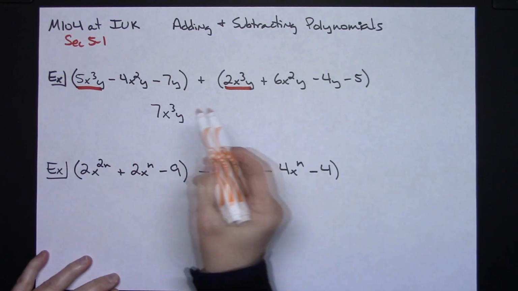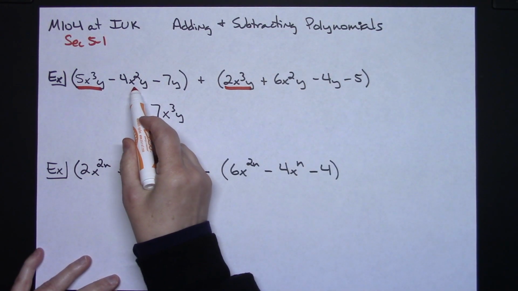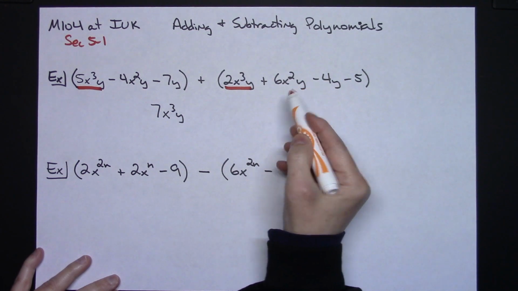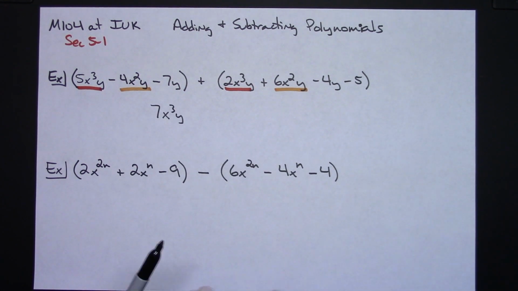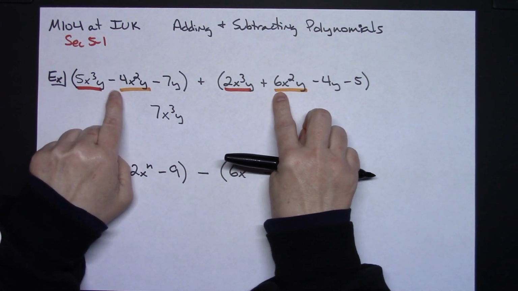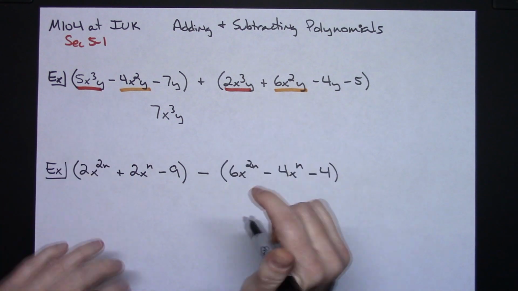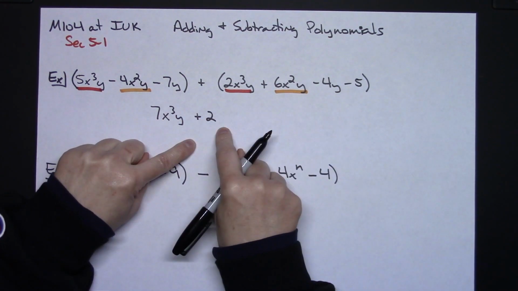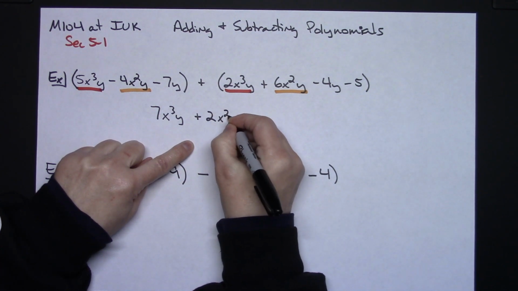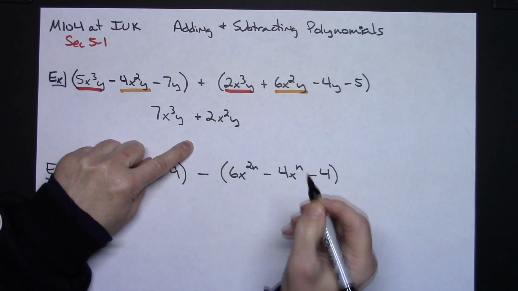Now going through here some more, I've got a 4x squared y, and here's a 6x squared y. So these two are also like terms. You don't want to drop that negative that's in front there. A negative 4 plus a 6 is going to give you a 2 on your leading coefficient. And again, adding like terms gives me a like answer, so I have an x squared y.